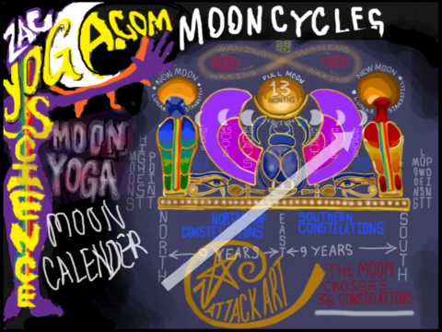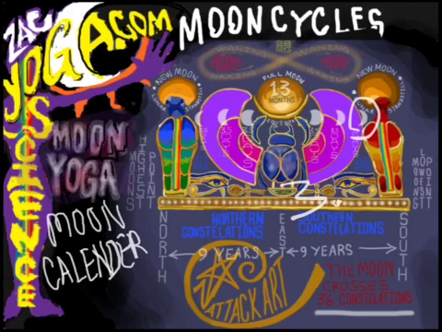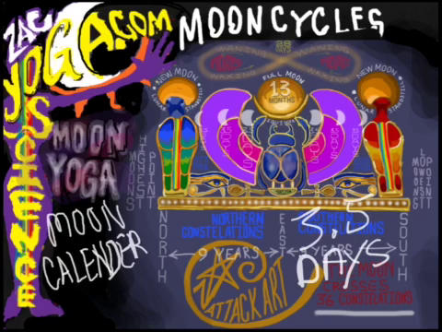Next, 3.5 days later, you see a quarter moon, and that's every 3.5 days. You'll see the moon change. 3.5 days from the quarter moon, you're going to see a half moon, and then 3.5 days from the half moon, you're going to see a three-quarter moon, and then 3.5 days from that, you'll see a full moon.